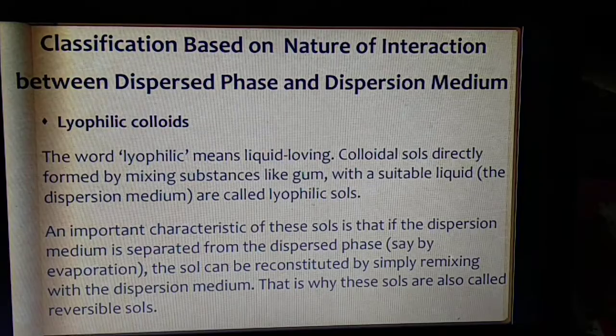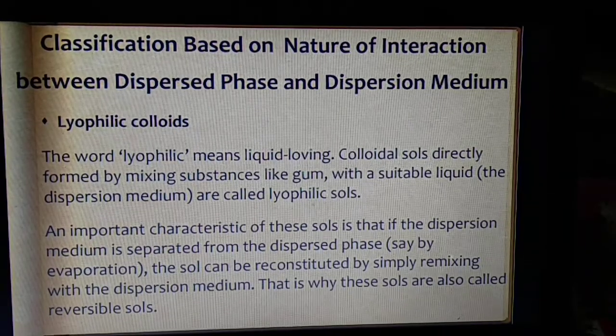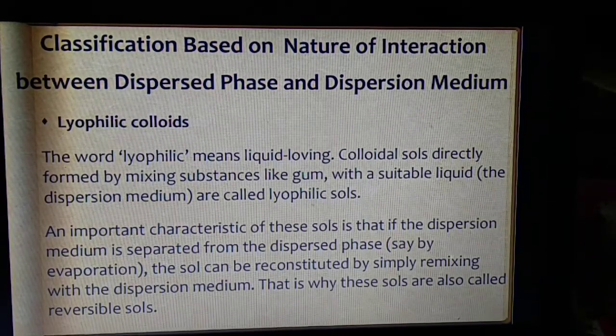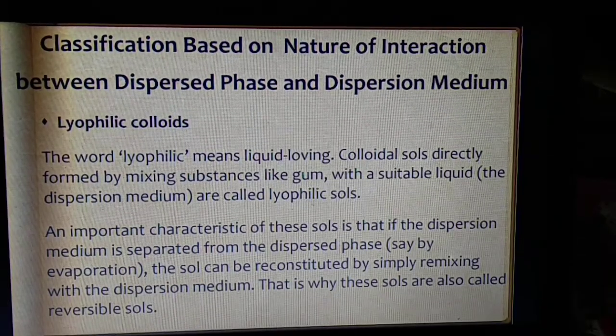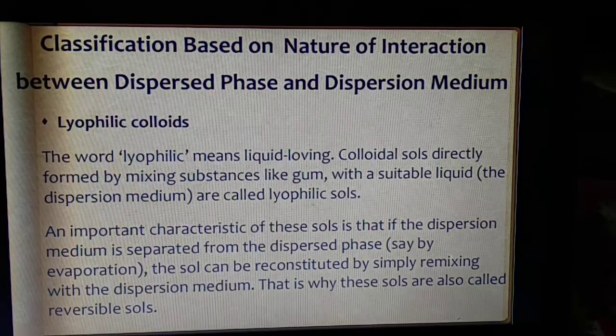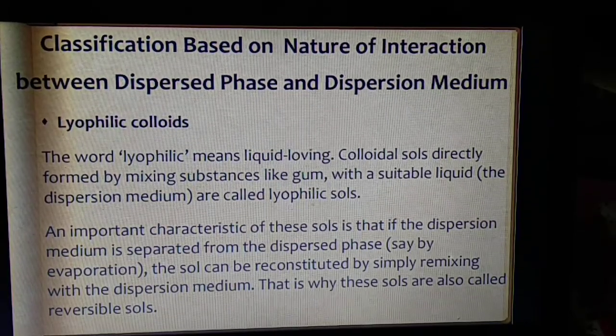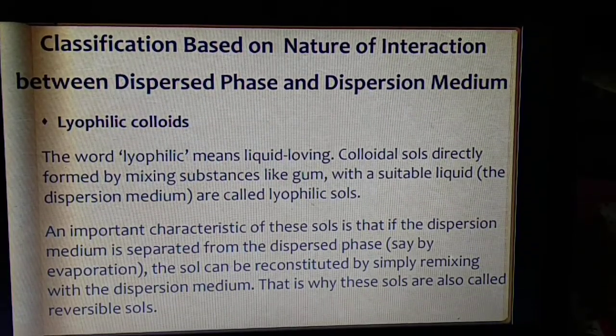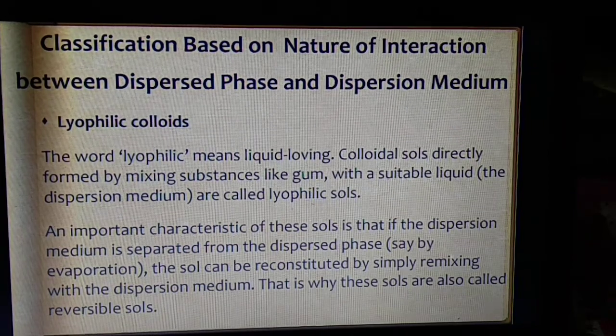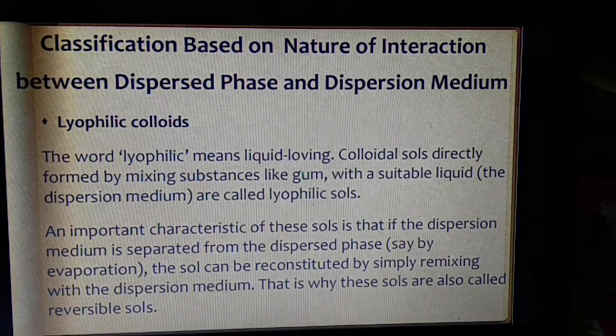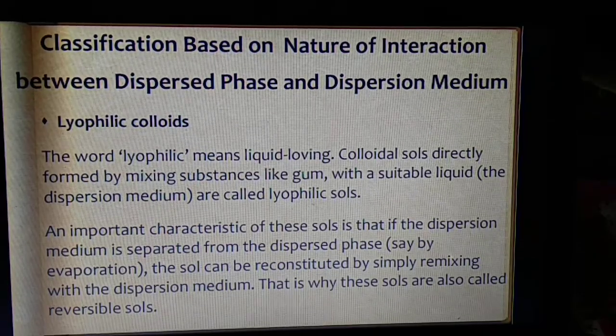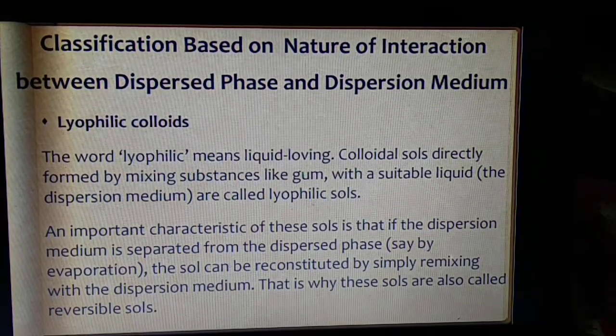So, students, you have learned the difference between lyophobic colloids and lyophilic colloids. Lyophobic means dispersion medium hater, and lyophilic means dispersion medium lover. Lyophobic sols mean there is less attraction between the dispersed phase and the dispersion medium, and lyophilic colloids mean there is a strong attraction. Examples of lyophilic colloids are gum, gelatin, starch, etc.